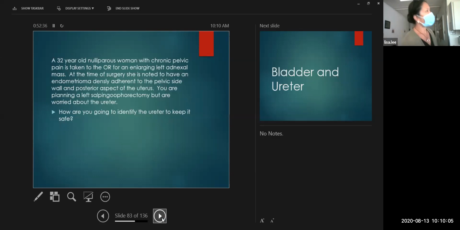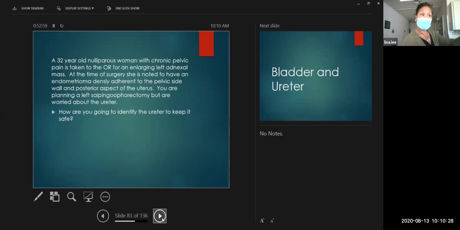A 32-year-old nulliparous woman with chronic pelvic pain is taken to the OR for an enlarging left adnexal mass. At the time of surgery, she's noted to have an endometrioma densely adherent to the pelvic sidewall and the posterior aspect of the uterus. You're planning a left salpingo-oophorectomy, but you're worried about the ureter. How are you going to identify the ureter to keep it safe?